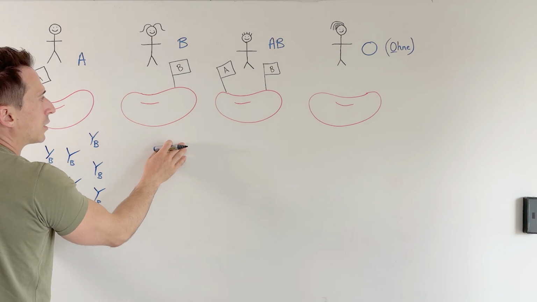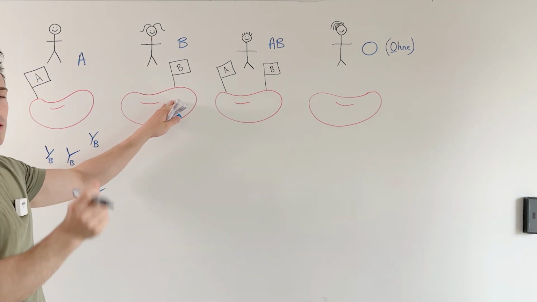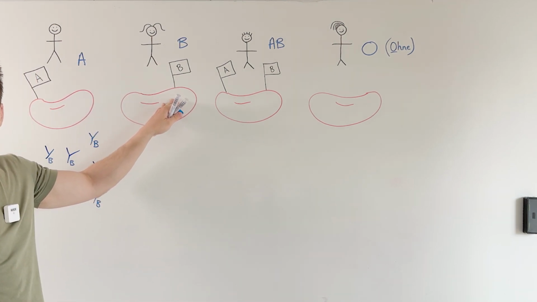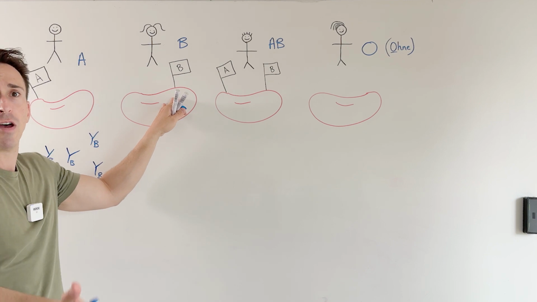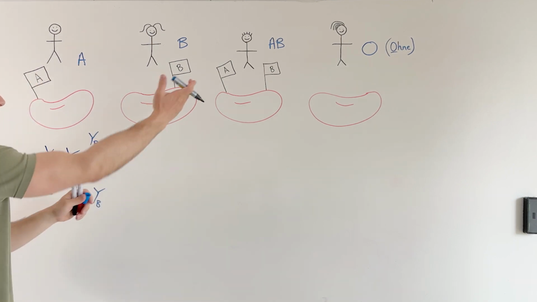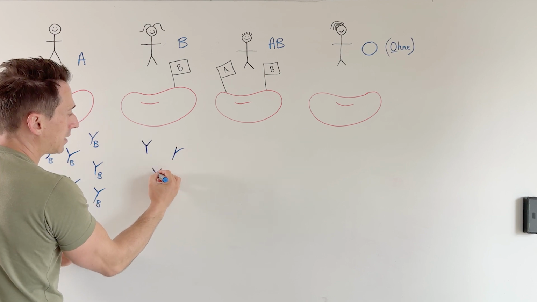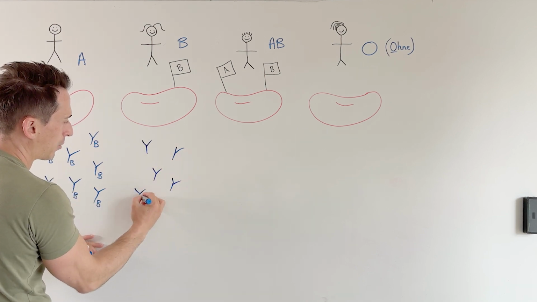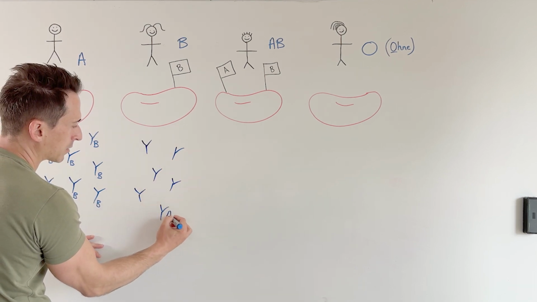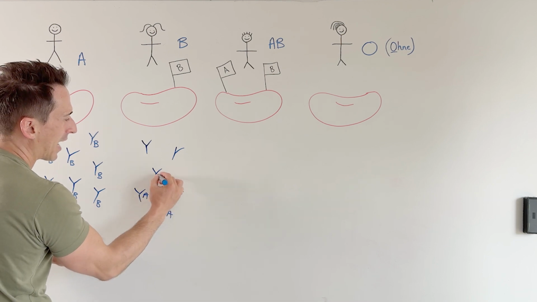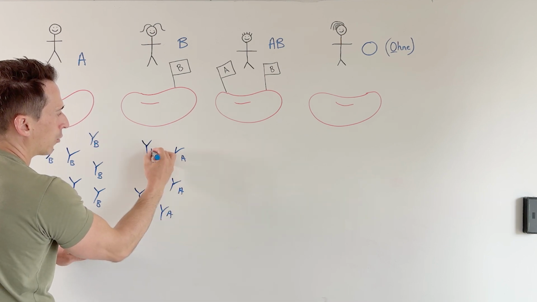Now, same thing goes, if you're blood type B, this is the flag you wave, you're going to train an army of antibodies to attack everything you don't have. What don't you have? The only thing you don't have is A. So let's draw up anti-A antibodies. So this person's bloodstream has anti-A antibodies floating through it.